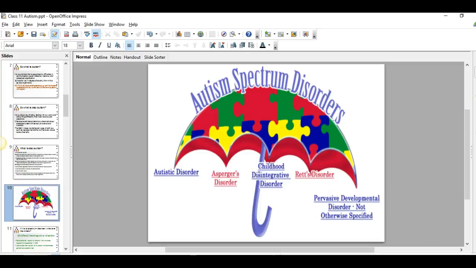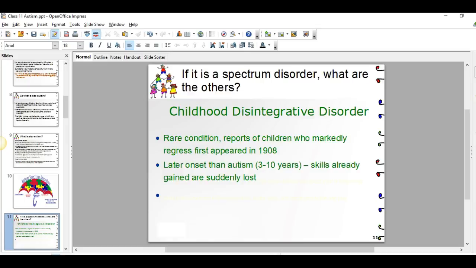Here's a picture of an umbrella that shows autism spectrum disorders and what falls in this category. So the first one is autistic disorder, then Asperger's disorder or Asperger syndrome, childhood disintegrative disorder, and Rett's syndrome. The last one also is pervasive developmental disorder, not otherwise specified. So this is from the medical point of view and the medical definitions of all these different severity levels of people with autism. If it is a spectrum disorder, what are the others then?